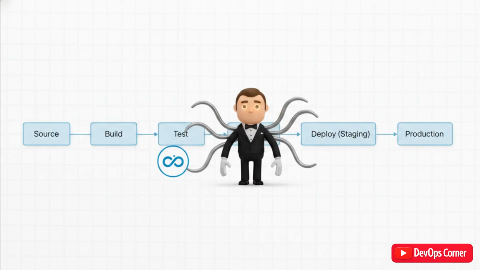Well, meet Jenkins. If your CI/CD pipeline is the assembly line, then Jenkins is the tireless, open-source automation butler who runs the whole thing. For well over a decade, Jenkins has been the go-to server for automating just about anything you can think of. It really exists to do one thing and do it well: automate all the repetitive tasks involved in building, testing, and deploying software so that developers can focus on what they do best: writing great code.